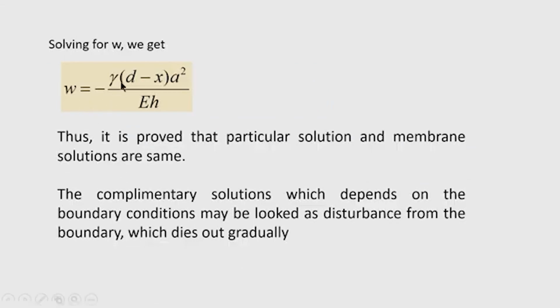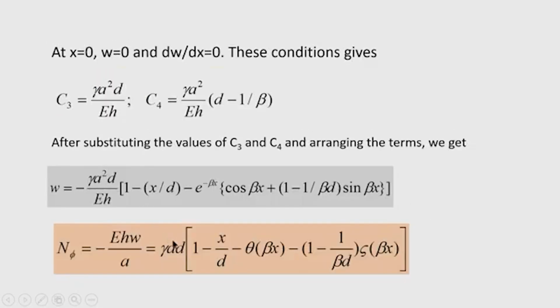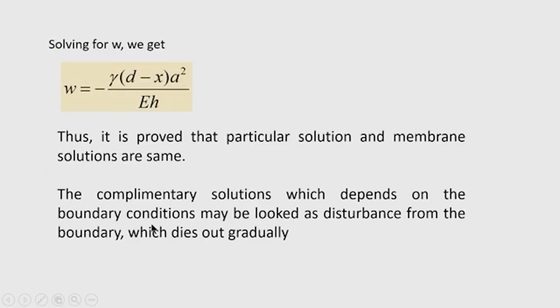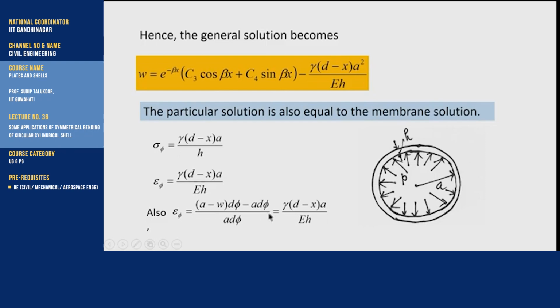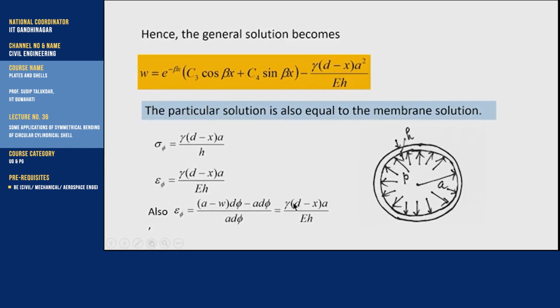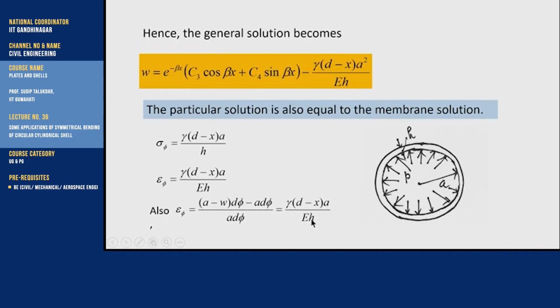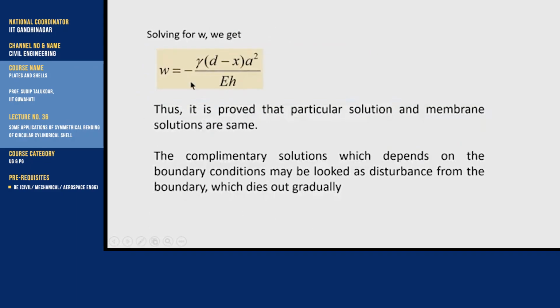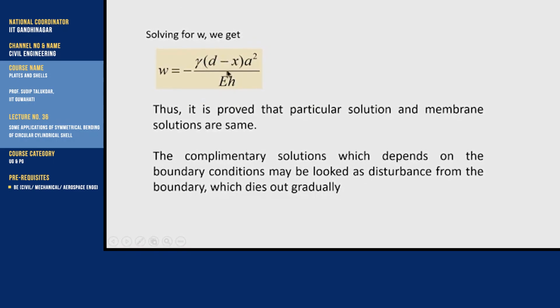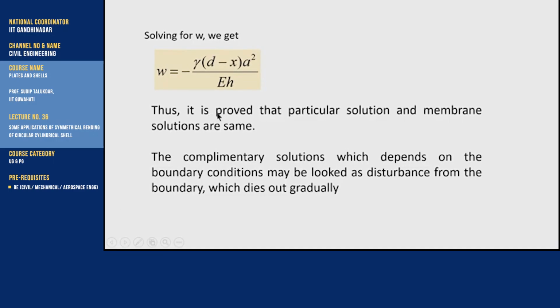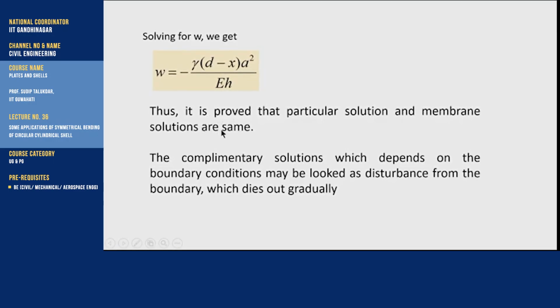If I solve this equation for w, we get w is equal to minus gamma (d minus x) a square divided by E h. You can see from this equation that d phi will get cancelled. So, the circumferential strain will be nothing but minus w by a. Minus w by a is nothing but gamma into (d minus x) into a divided by E h. So, w can be readily found as minus gamma into (d minus x) a square divided by E h. So, it is again proved that the particular solution and the membrane solution are the same.